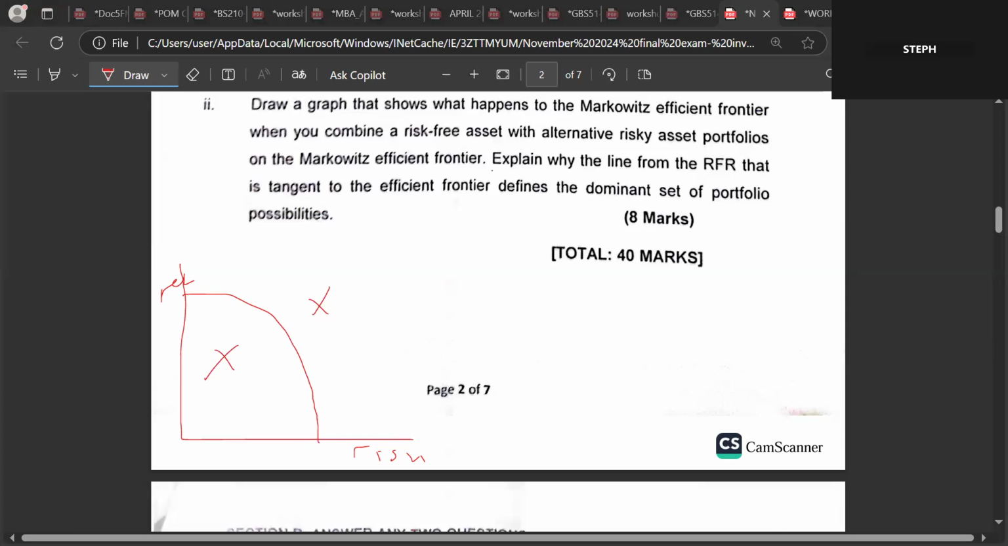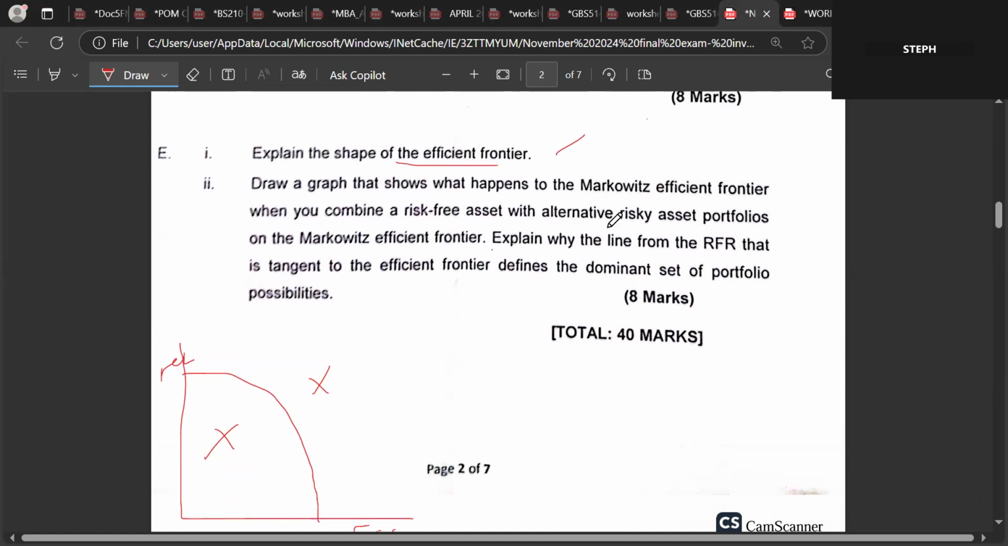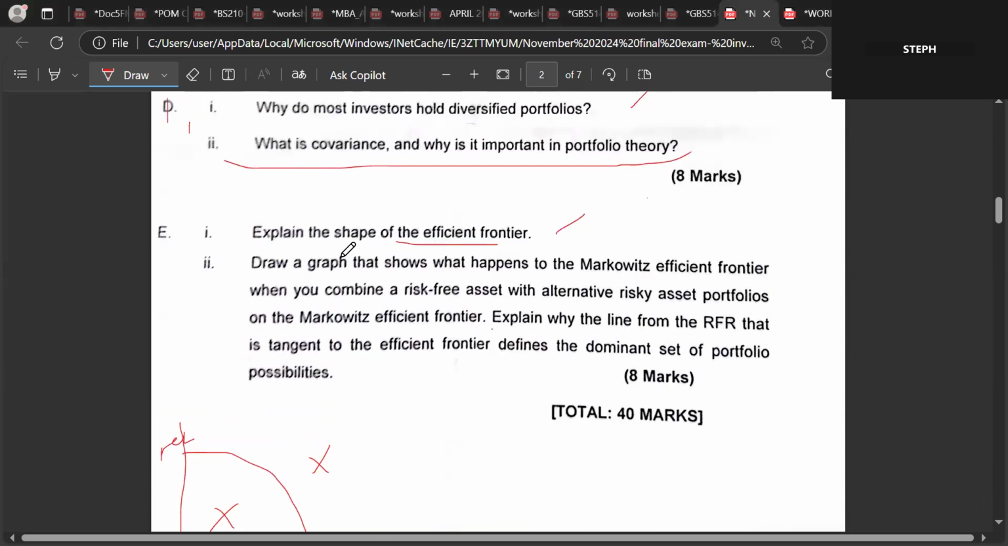So now, if we had to illustrate our efficient frontier, let's see here. So explain what it is here, right? It says now draw a graph that shows what happens to Markowitz's efficient frontier when you combine a risk-free asset with an alternative risky asset portfolios on the frontier. Now, for this one, I'm going to illustrate this further in our next class.